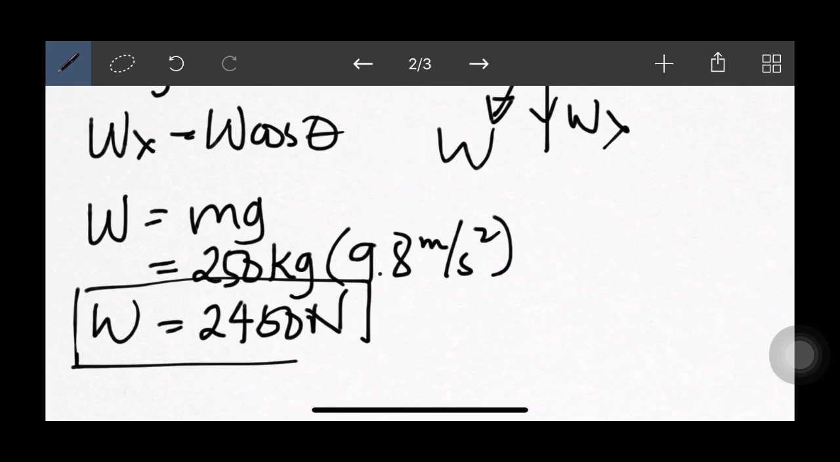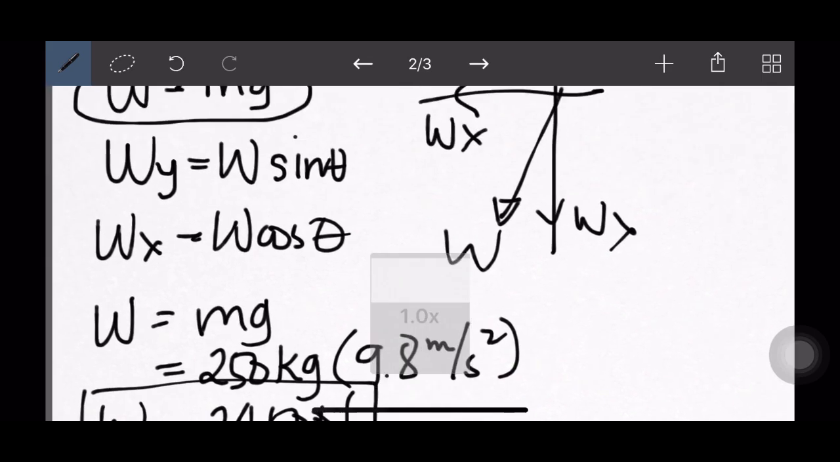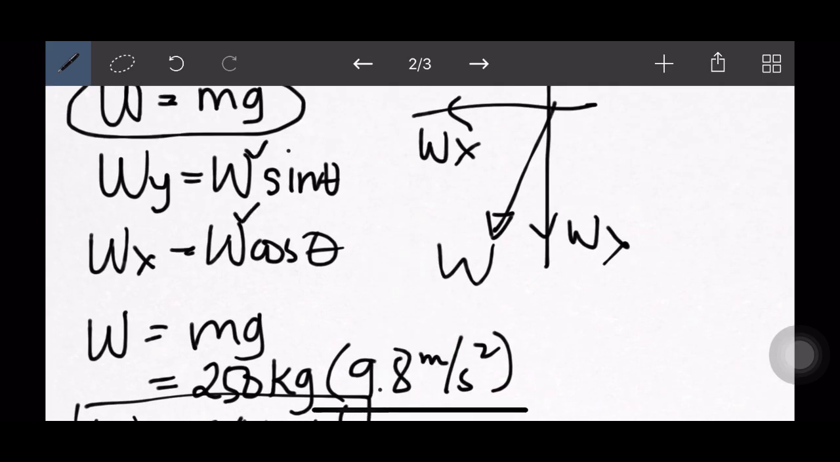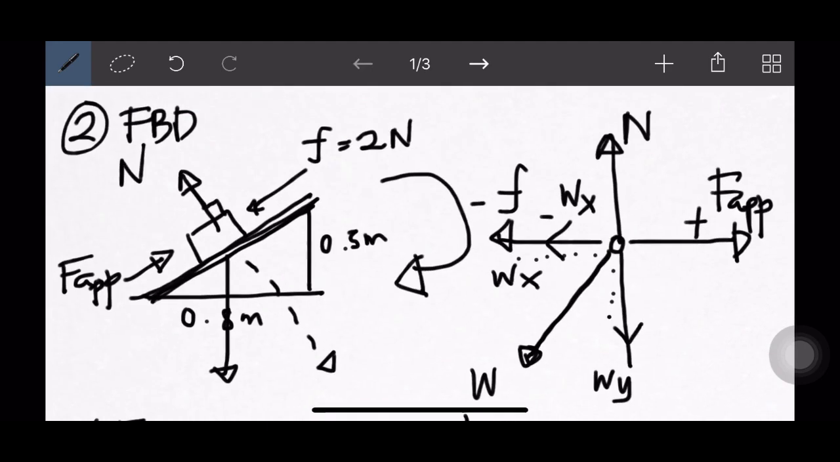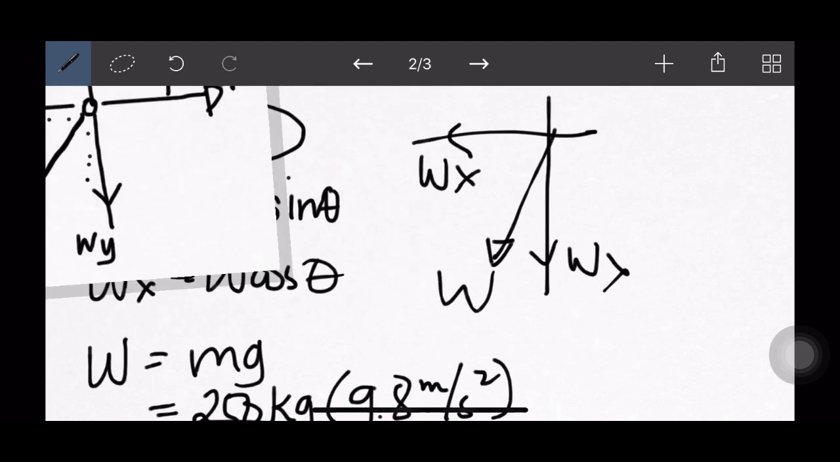Okay, so this is the weight that we're gonna input here and here. But the next question is that we don't have the value of the theta. So how do we solve the theta? Looking back at our example, you have the length and you also have the height, which means that you can get the theta using the arctan, or the tangent.